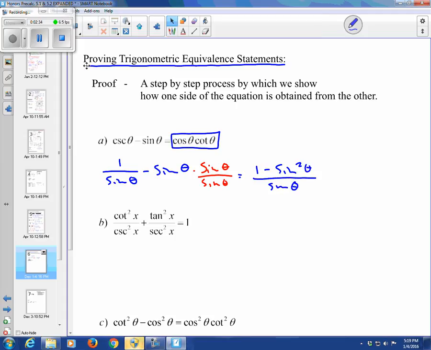And right here I'm pretty close because I know that 1 minus sine squared theta I'm going to be able to use my first Pythagorean identity to substitute for. So right here I've got cosine squared theta plus sine squared theta equals 1 as my first Pythagorean identity.